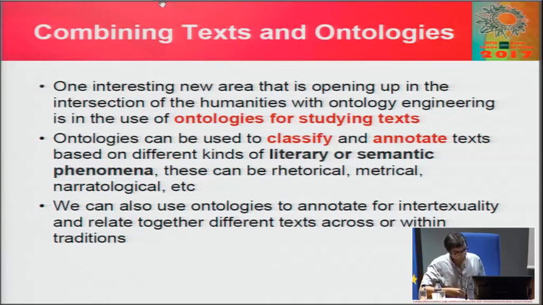as I say, this is something that is fairly new. As far as I'm aware, we can actually classify and annotate text based on different kinds of literary or semantic phenomena, and these can be rhetorical, metrical, narratological. And we could also use ontologies to annotate for intertextuality and relate together different texts across or within traditions.